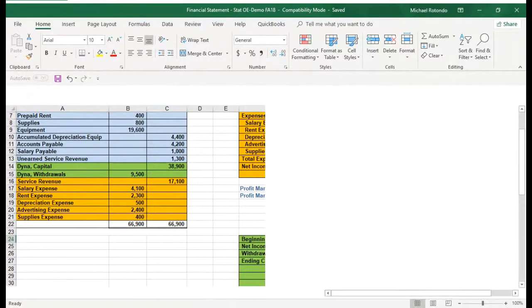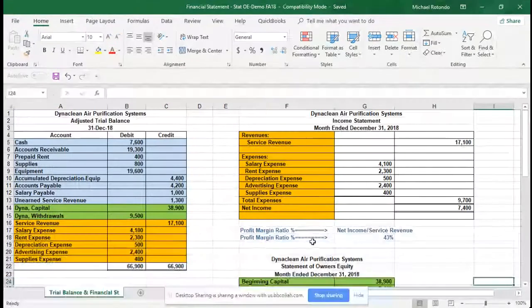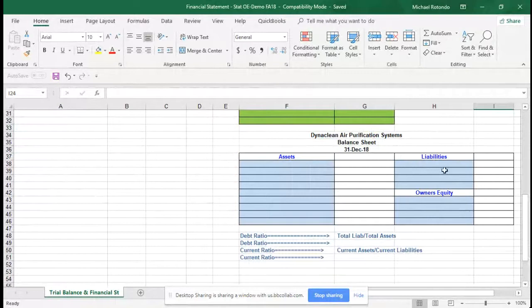Okay, in our last session, we looked at the statement of owner's equity. In this session, we're going to look at the balance sheet. Now, there is a fourth statement, the statement of cash flow, but we're going to do that at a later time. So the balance sheet will show us assets, liabilities, and owner's equity. And it is a reflection of the accounting equation.